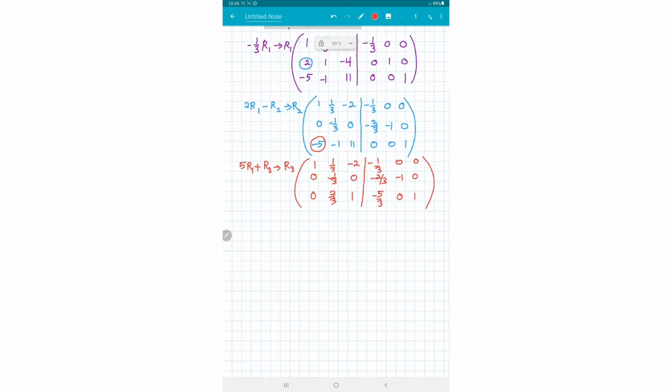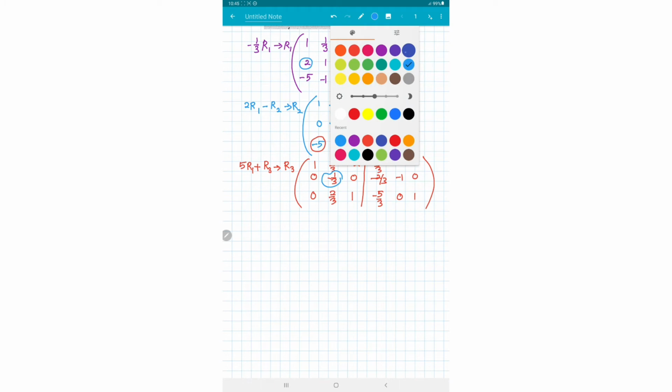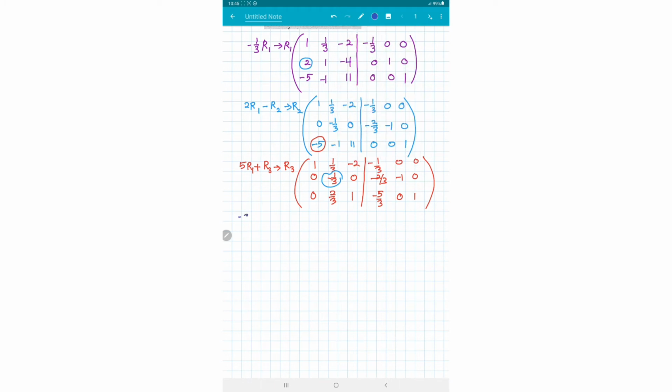Next, we have to make sure the second row and second column, this negative 1 over 3, becomes 1. So I multiply the whole second row by what? How do we get negative 1 over 3 to become 1? We multiply by negative 3 for the second column, so we write negative 3 R2 for the new second row.